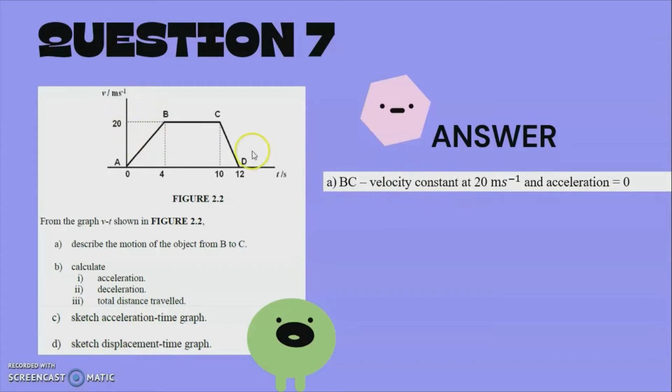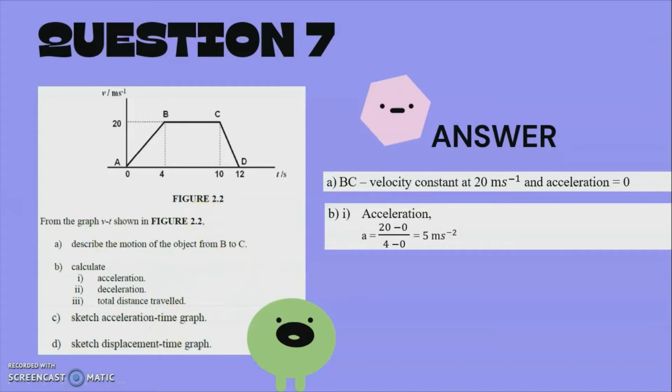20 meter per second. Okay, so add an additional information stating that when the velocity is constant, you know that acceleration is equals to 0. Okay, so now you have described the motion from B to C. Now, for B, it asks you to calculate acceleration, deceleration, and total distance traveled.